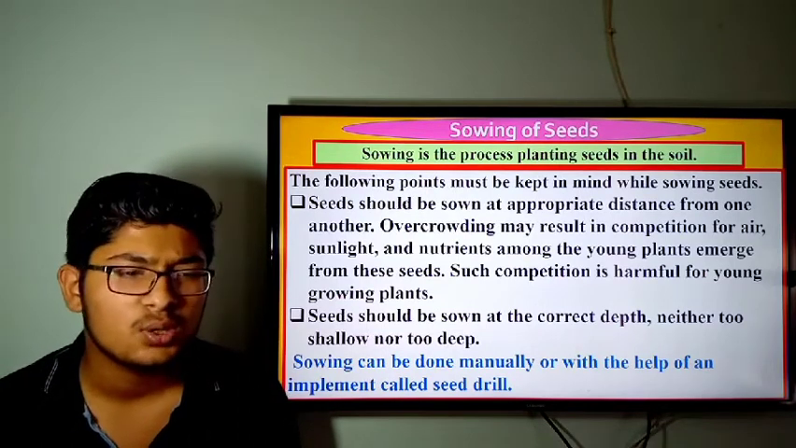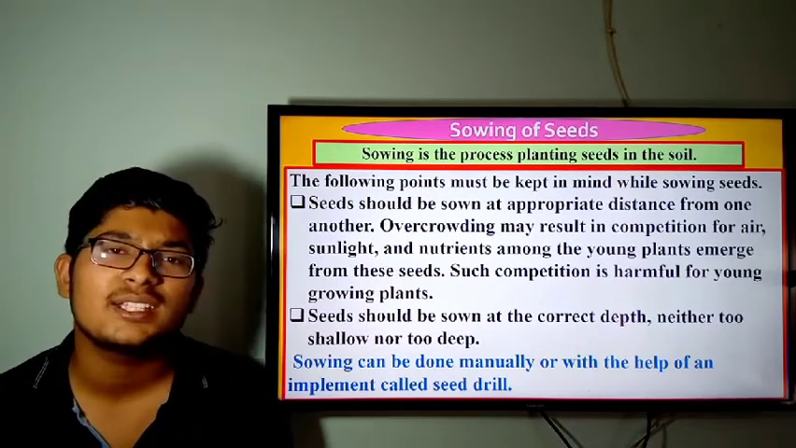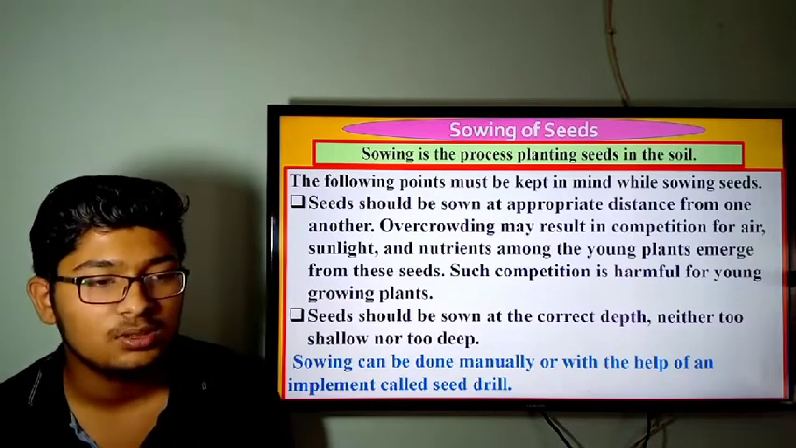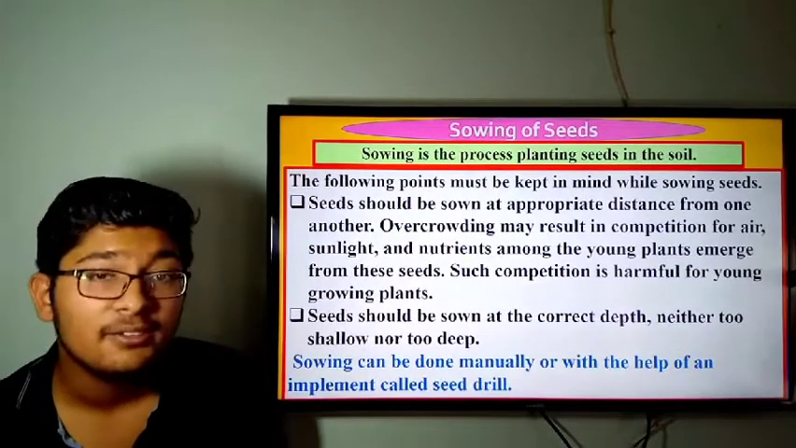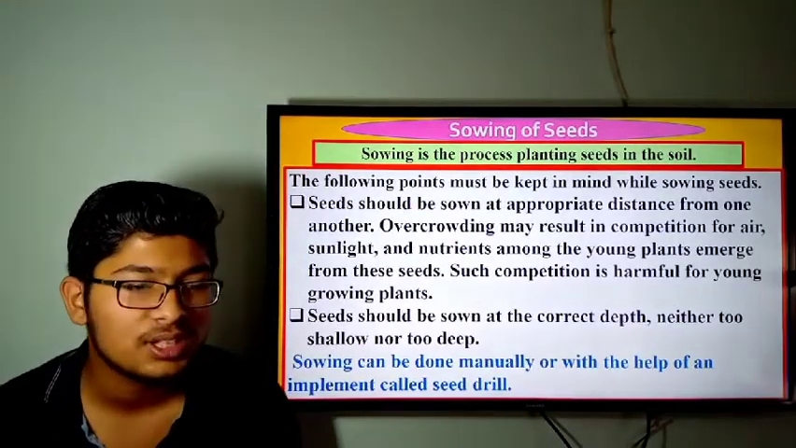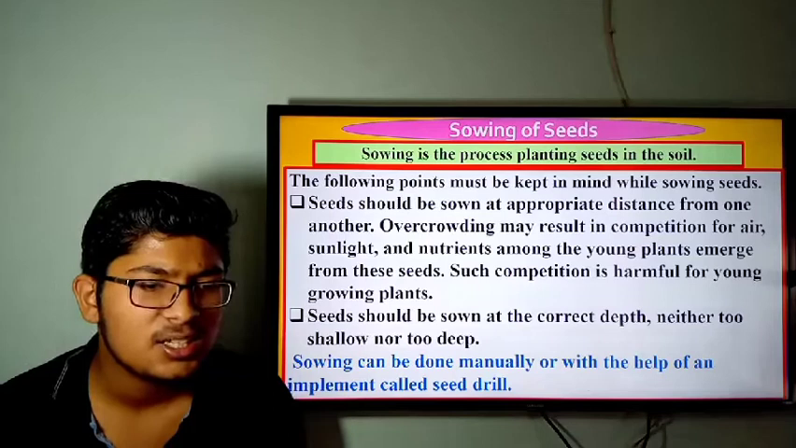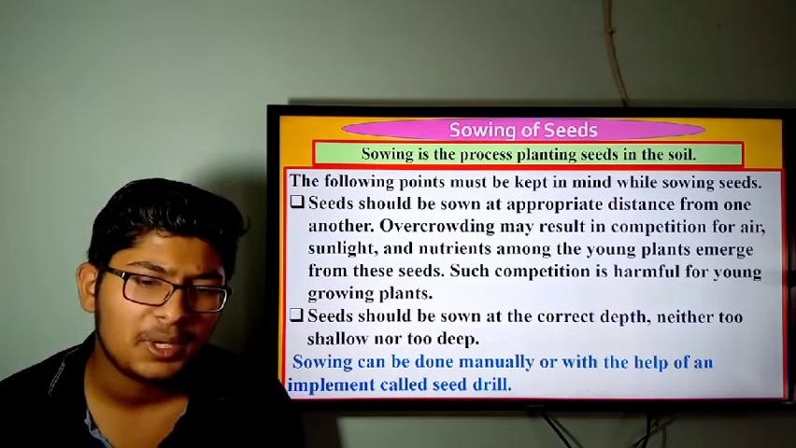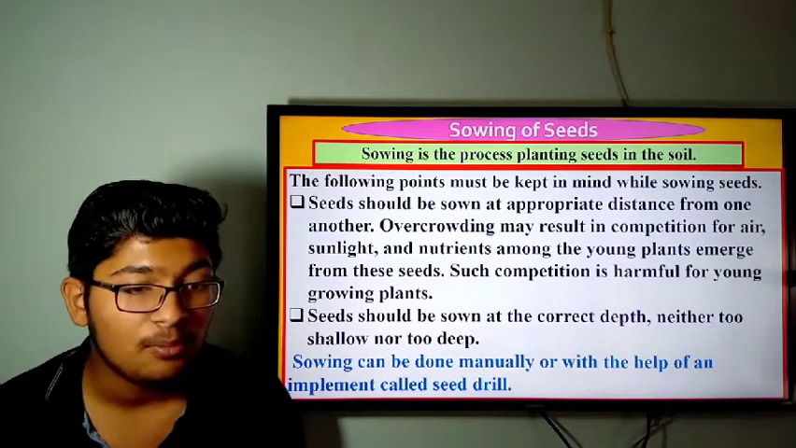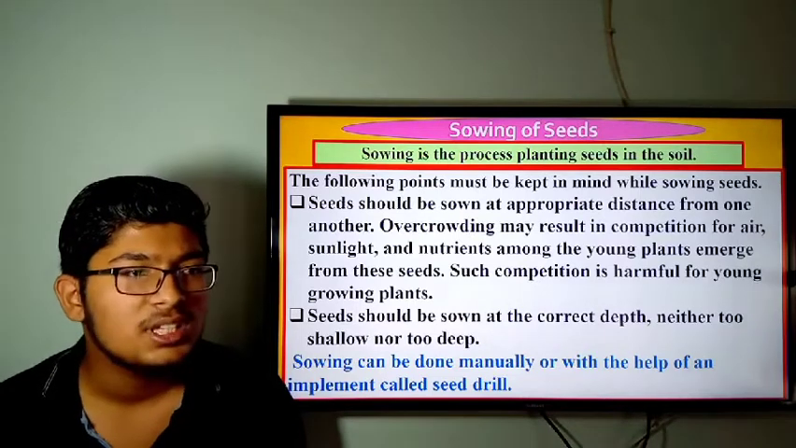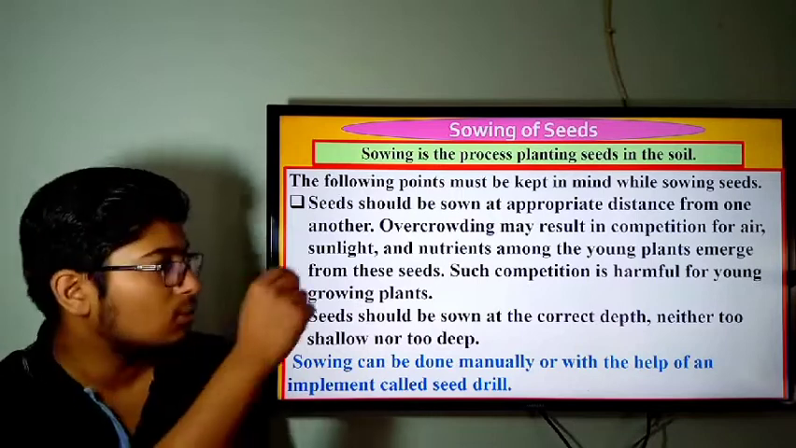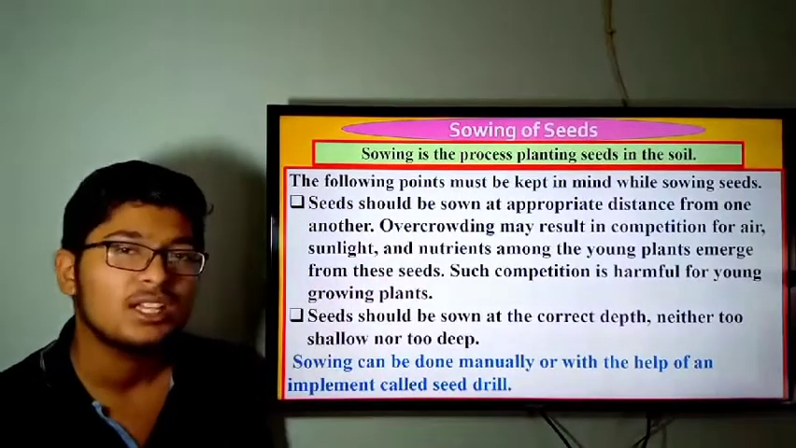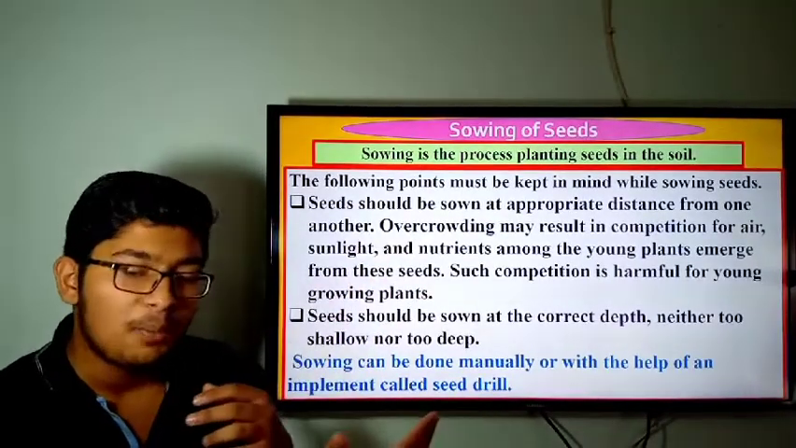So what is sowing? Sowing is the process of planting seeds in the soil. Now we will discuss the following points that must be kept in mind while sowing. Seeds should be sown at appropriate depth and distance from one another. मीन्स दैट कि ना ऐसा नहीं होना चाहिए कि एक आपने इधर लगाया थोड़ी सी डिस्टेंस पे, फिर दूसरा बिल्कुल पास में लगा दिया. करेक्ट डिस्टेंस होनी चाहिए, अप्रोप्रिएट डिस्टेंस.